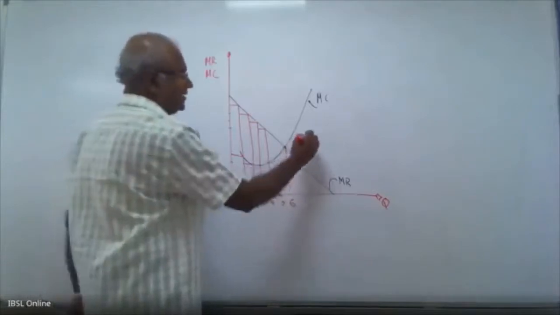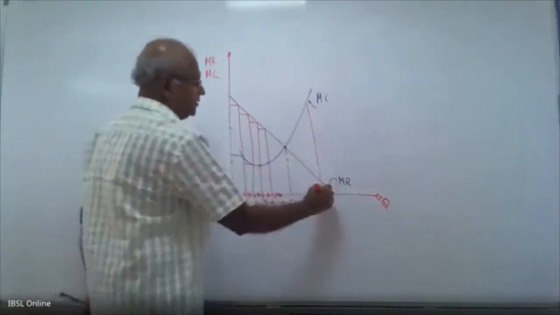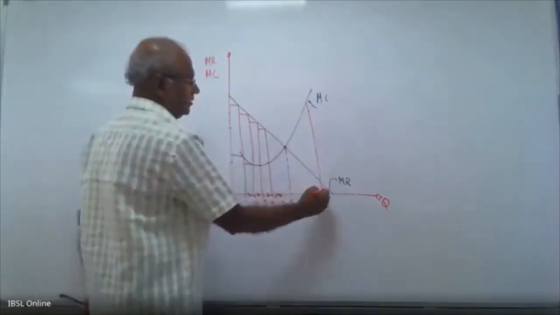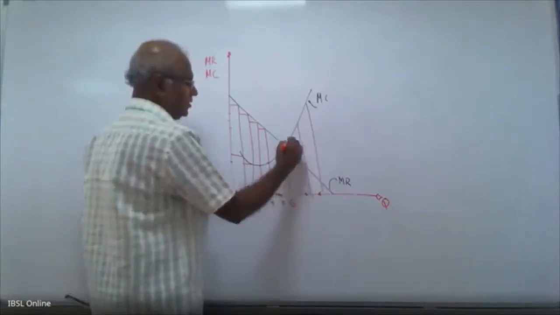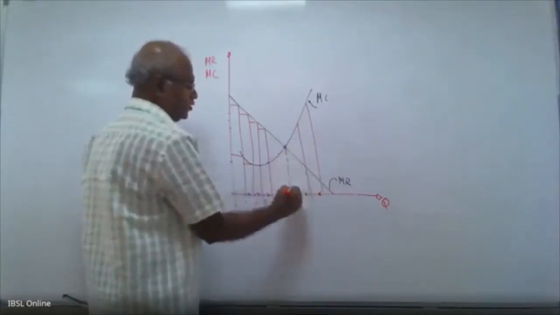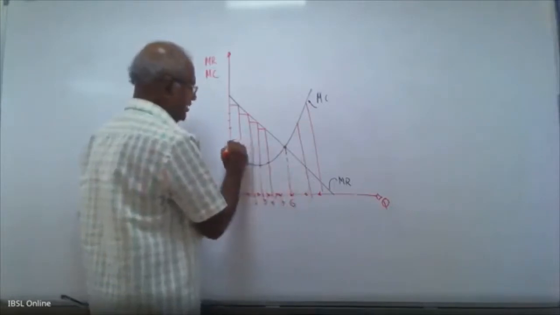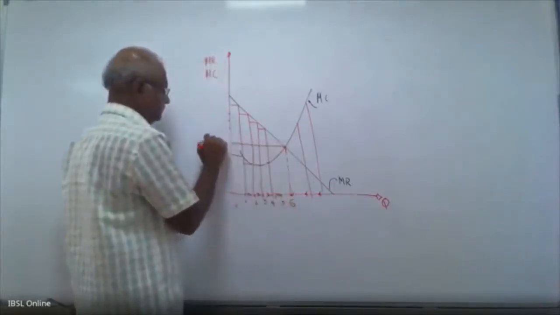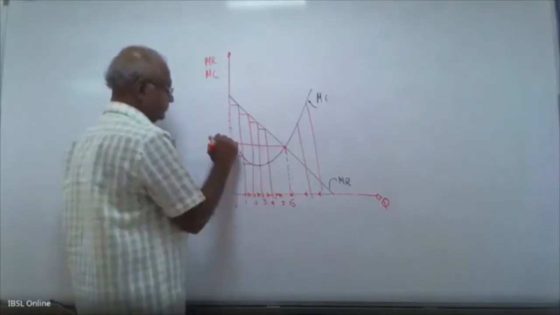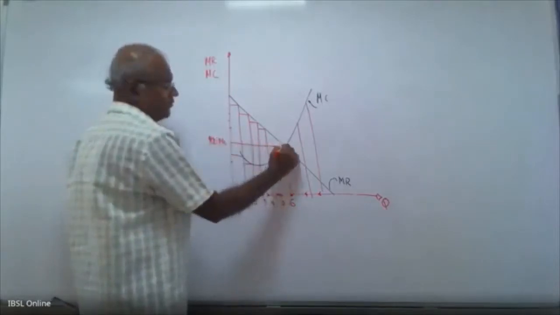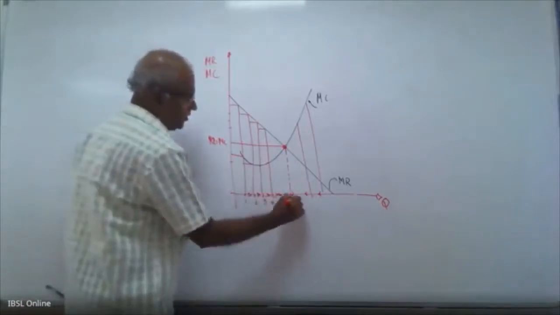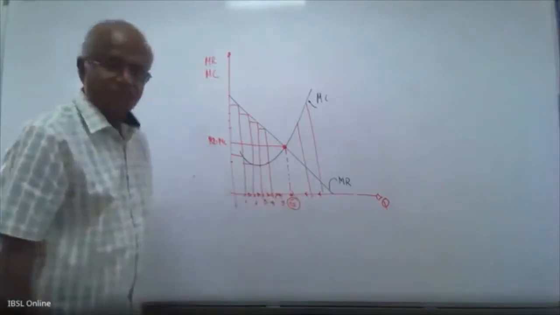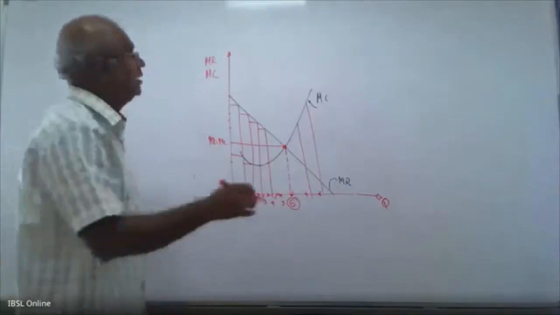On this side, MC is greater than MR, so cut down the output. MC greater than MR, cut down the output. Therefore, at this point, MR equals MC exactly. Marginal profit is 0. The profit maximizing output level is 6. Marginal profit 0. So what is the rule?